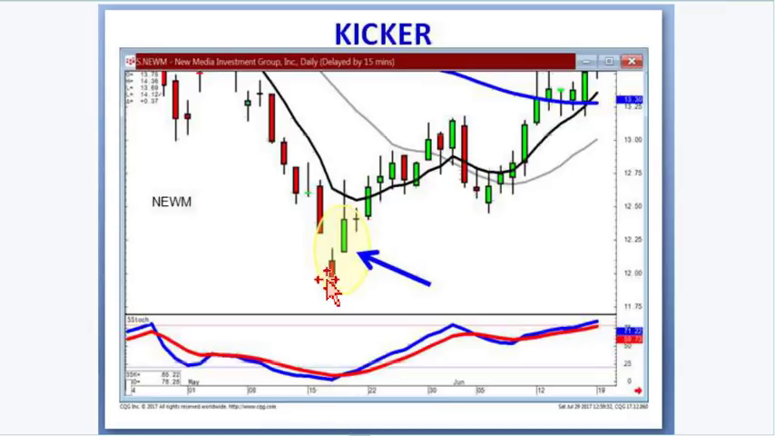Now, look where this kicker signal occurred. Remember, every piece of evidence that we can put into our analysis of whether there's a reversal. I mean, remember, the kicker signal doesn't matter where the stochastics are, but if they are occurring here in the oversold area, and they are occurring that far away from the T-line, that's that much more evidence that we're probably in a reversal.